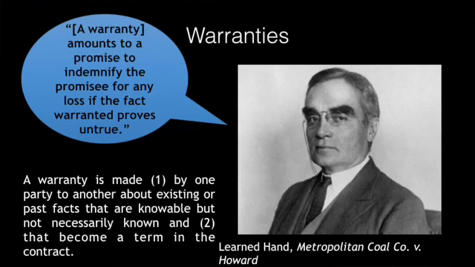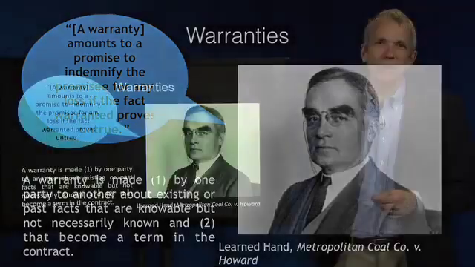The representation of fact in question, however, must become a term of the contract in order for the warranting party to be liable. In sum, then, a warranty is made by one party to another about existing or past facts that are knowable, but not necessarily known, and that become a term in the contract.